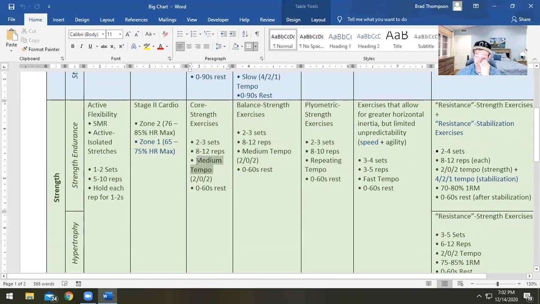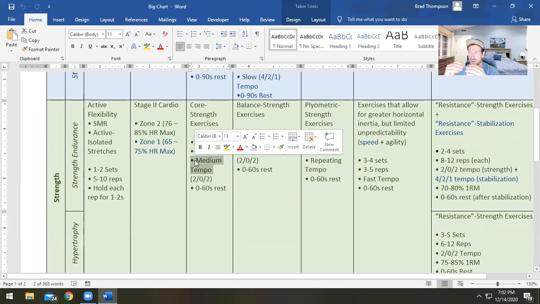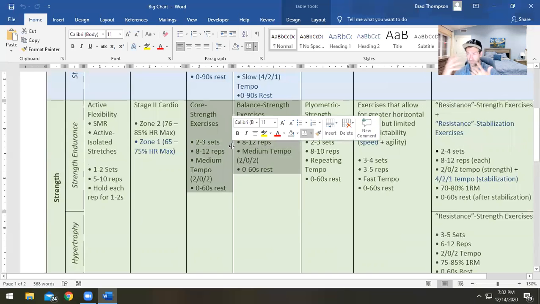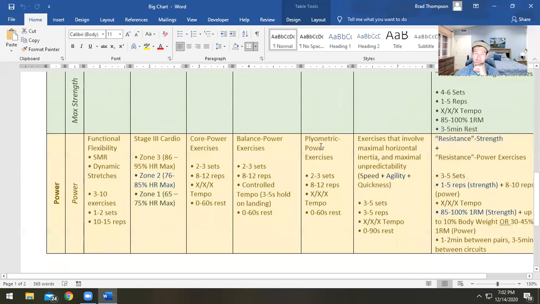This is going to be at a medium tempo for the core strength. So that's about 2-0-2, like 1-2-1-2. Medium tempo for your balance strength. Same concept. And then plyometric strength is all about that repeating tempo. Get into your rep, get out of your rep. Get into your rep, get out of your rep. And then 0 to 60 seconds rest for all of them, which is classic strength.